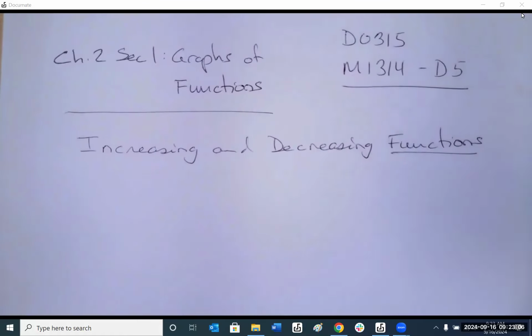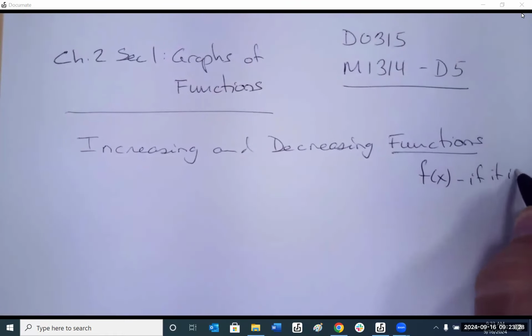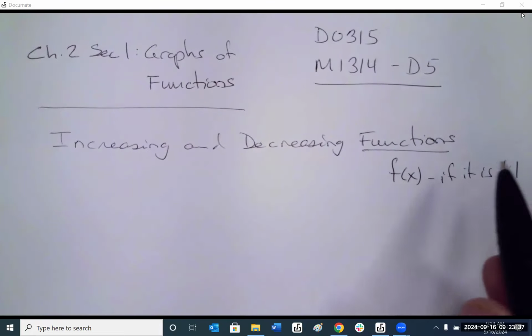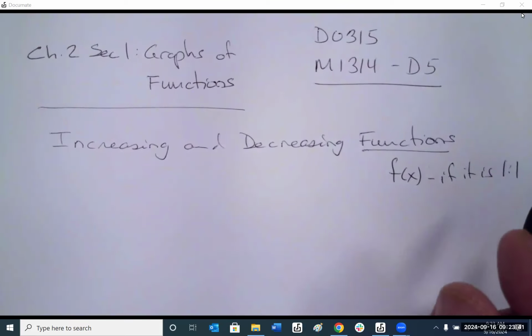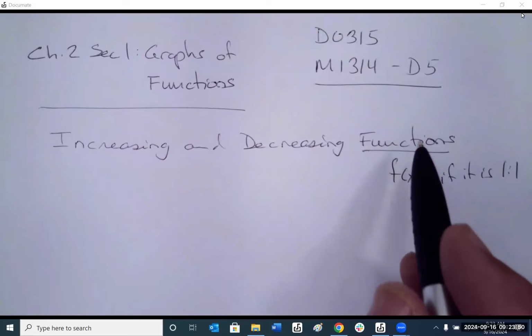Well, first off, what defines a function? How do we know it's a function? It looks like this, but we know it's a function if it is one to one. Remember when we talked about relations and correspondence? That's what a function is all about. For each value of x, there's going to be one value of y. That's a function. That's why a vertical line is not a function. A circle is not a function. So that's what we're talking about when we talk about functions.